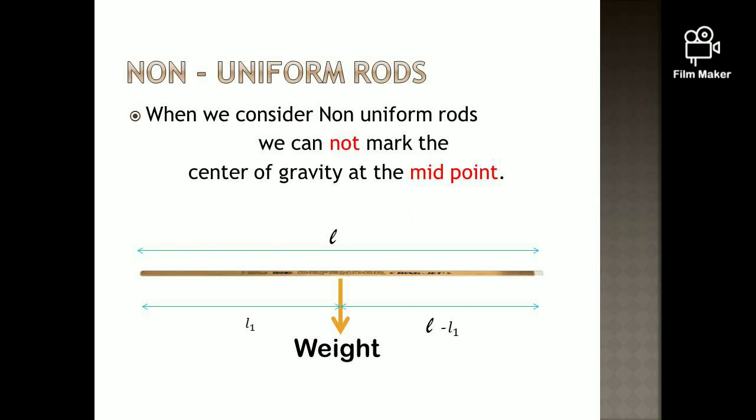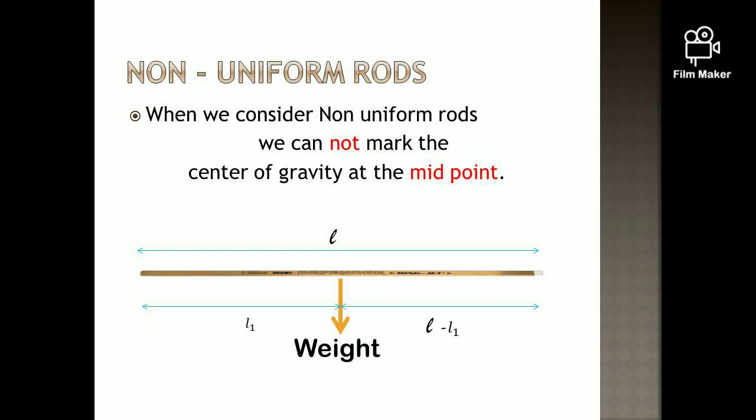Now we are moving to the second theory of today's topic, that is about non-uniform rod. The difference between uniform rods and non-uniform rod is, in a uniform rod, the rod is unique, the cross section or weight distribution, all the facts are unique. As a result, you can mark the center of gravity at the midpoint. But in a non-uniform rod, we cannot say that the center of gravity is at the midpoint of the rod.